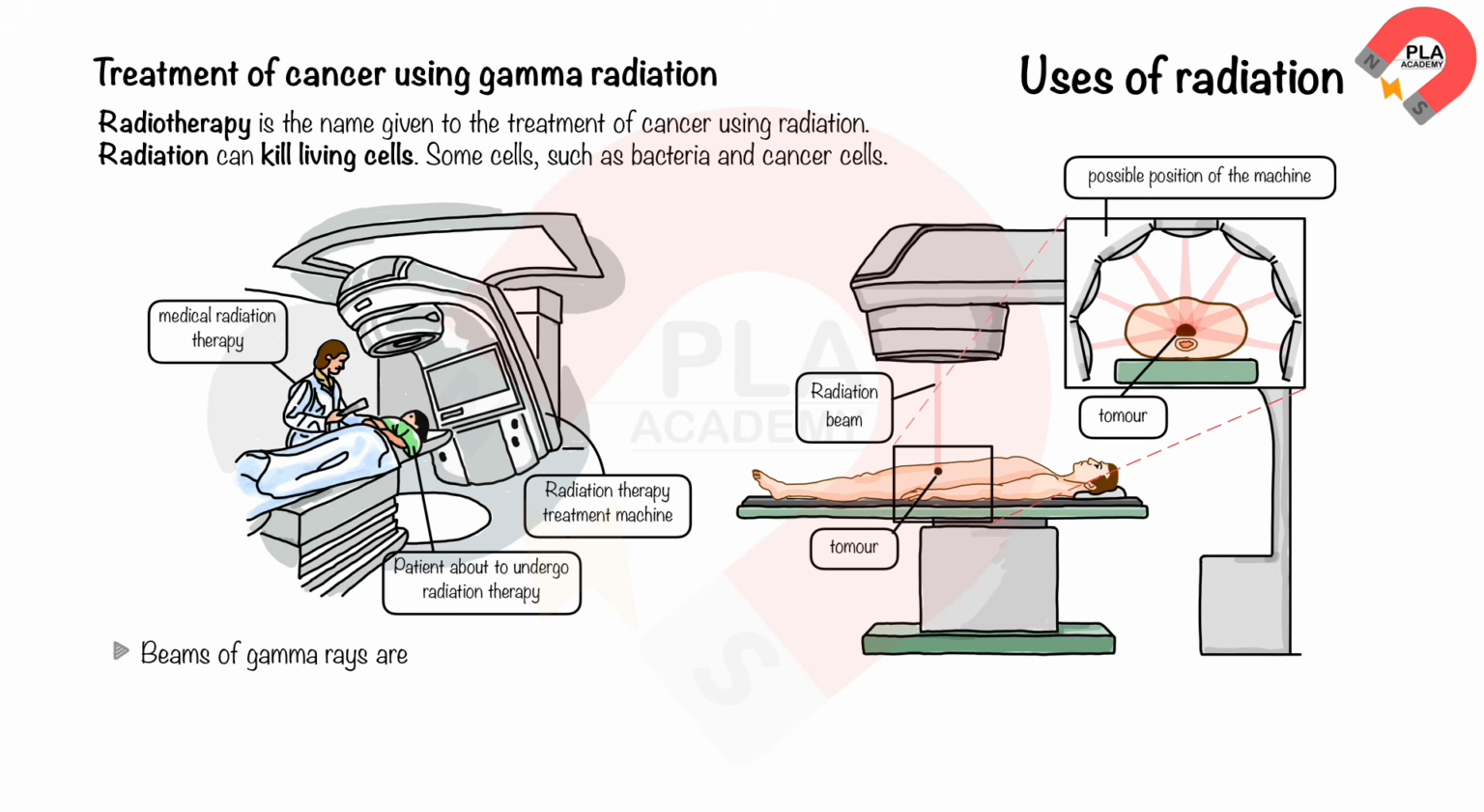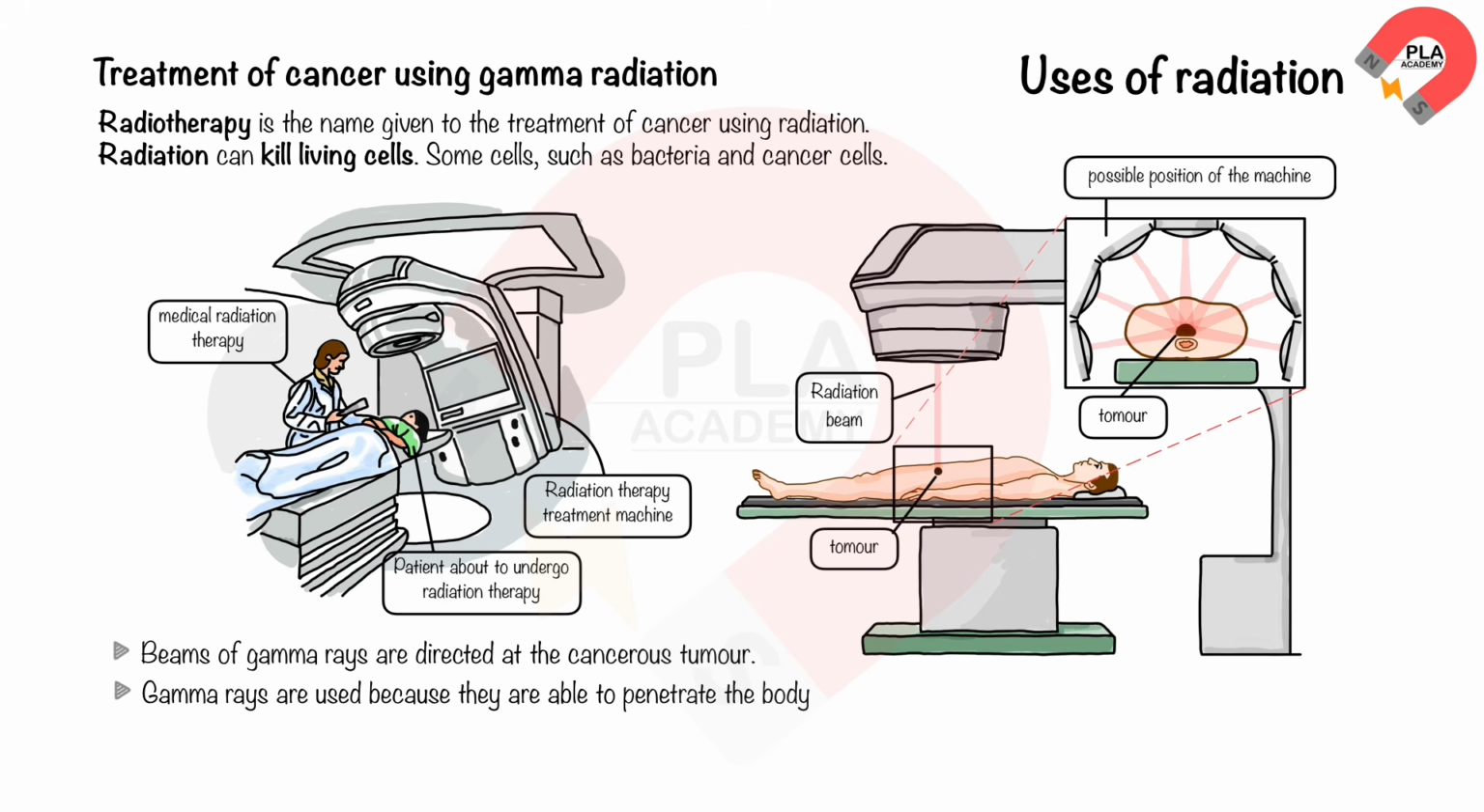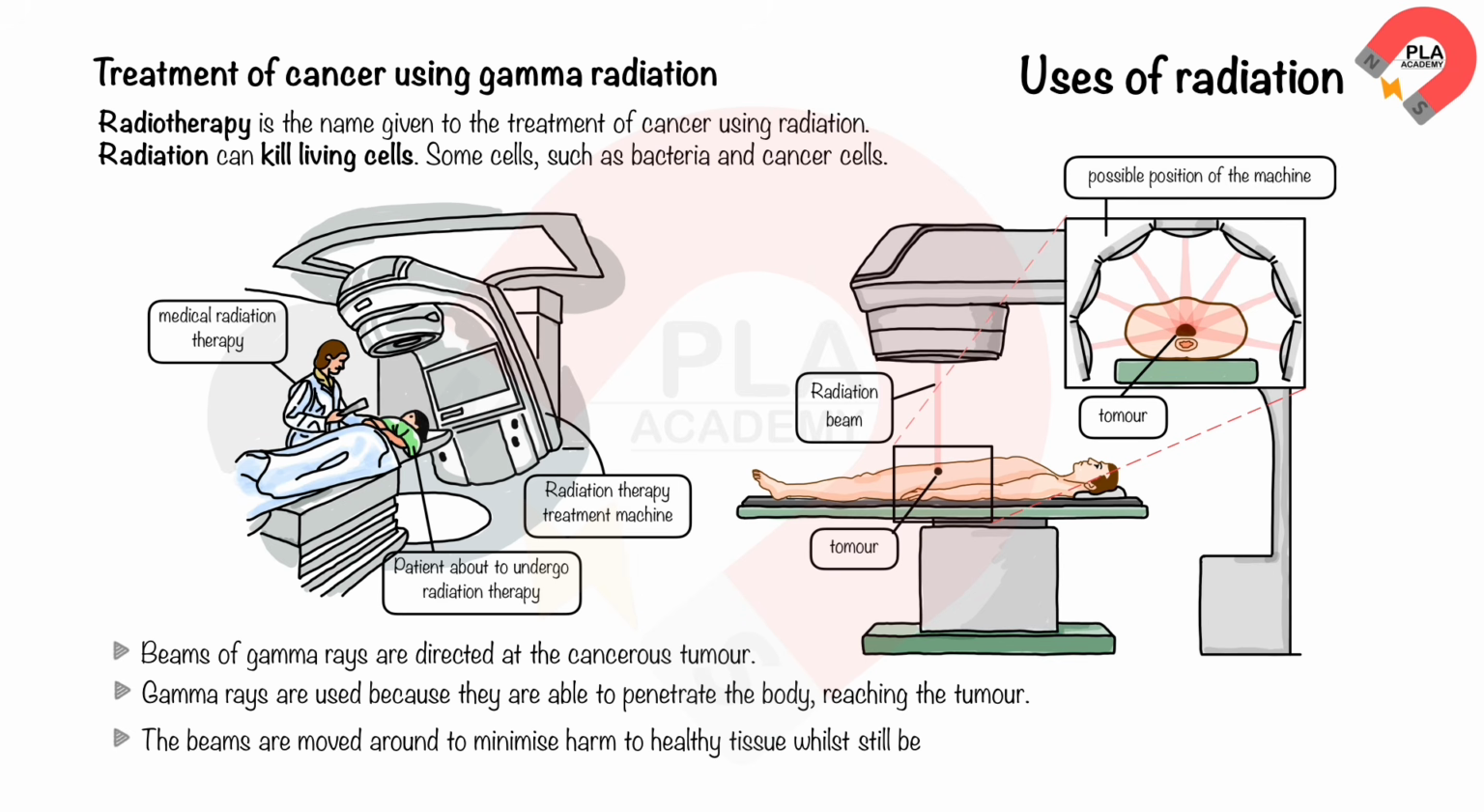Beams of gamma rays are directed at the cancerous tumor. Gamma rays are used because they are able to penetrate the body, reaching the tumor. The beams are moved around to minimize harm to healthy tissue whilst still being aimed at the tumor.